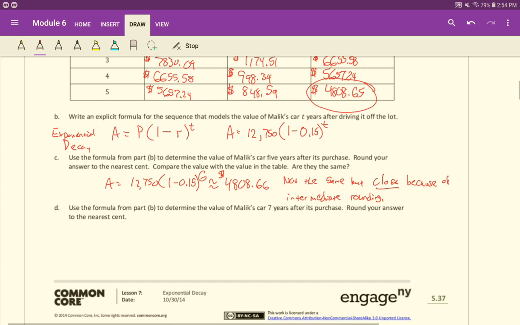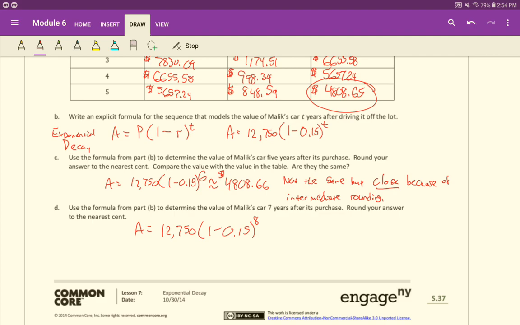Letter D, use the formula from part B to determine the value of Malik's car 7 years after its purchase. Okay, so since, again, when we were looking for the value after 5 years, we actually put a 6 in, right, because they counted the 0 there. So in this case, for 7, we're going to put in what number? If we're looking for 7 years, what number should we actually put into our formula? And that's going to be an 8. Okay, like so.